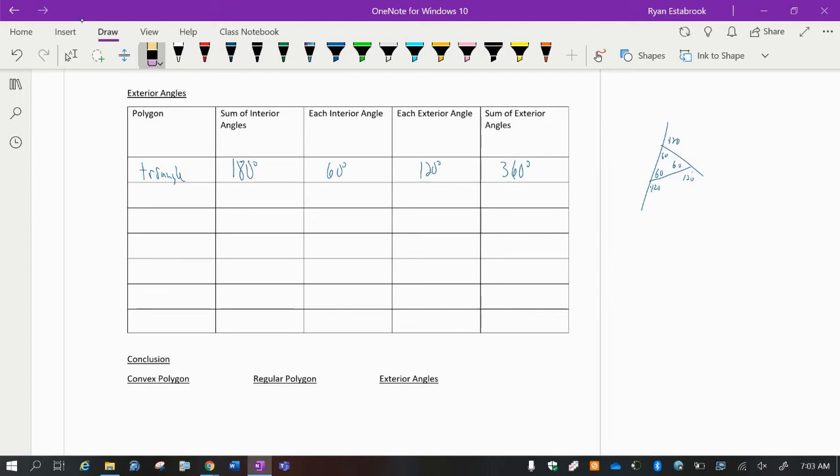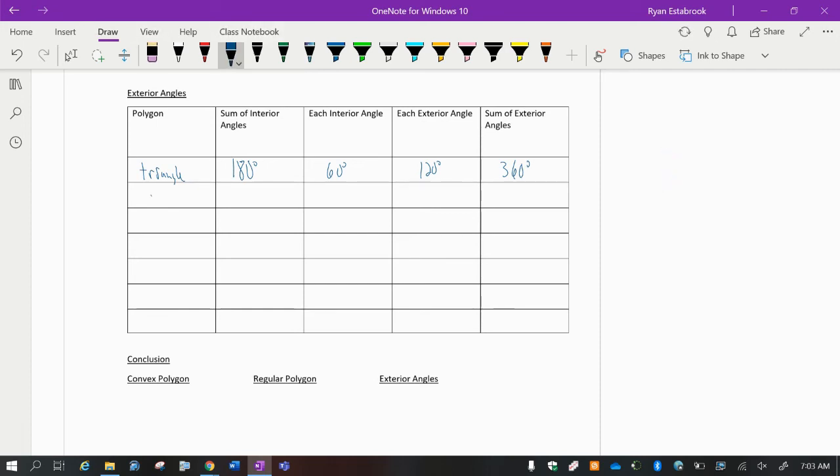Again, I'm focusing on the regular. If this changed by a little bit, let's say instead of it being exactly regular, let's say it was 60 and maybe 90 and 30, they still add up to 180 degrees. This would be 90, this would be 150. And if we still added all of those together, 150 plus 90 plus 120, it still would come out to 360 degrees.